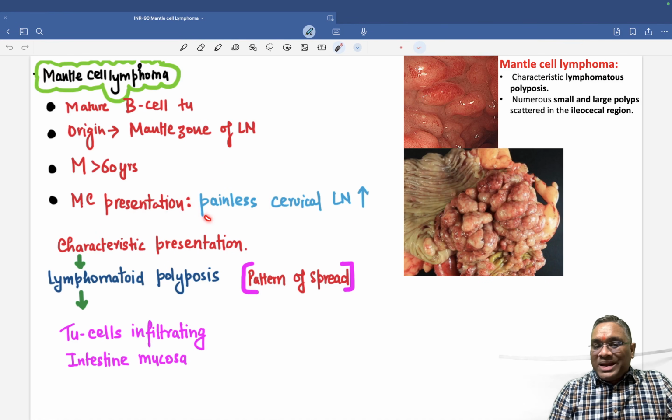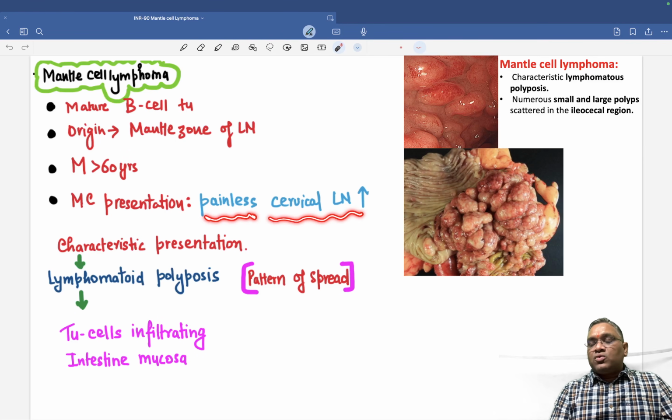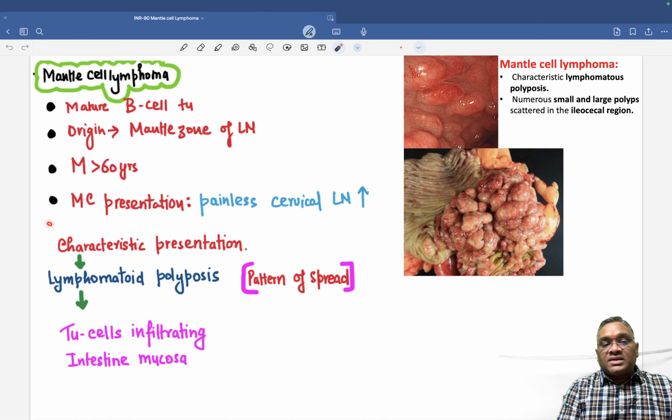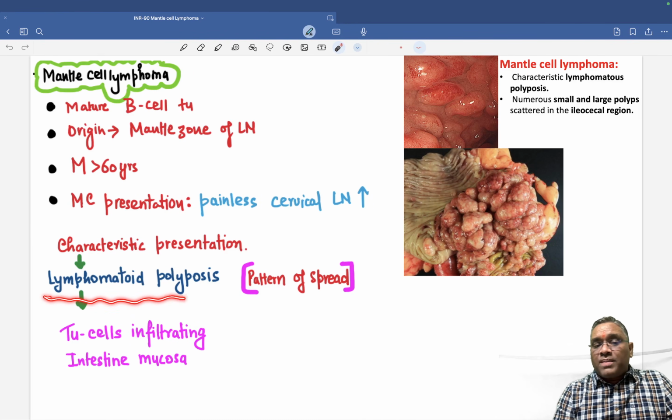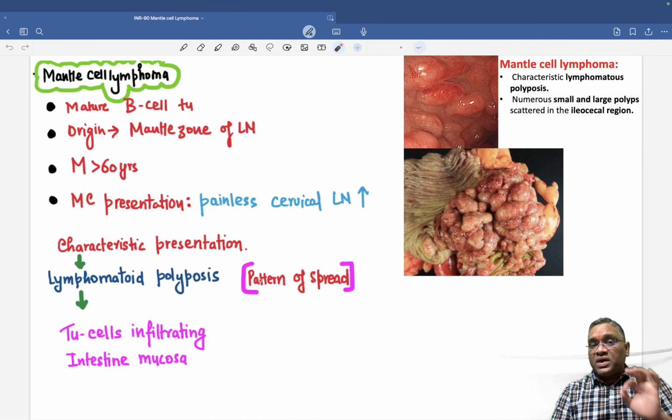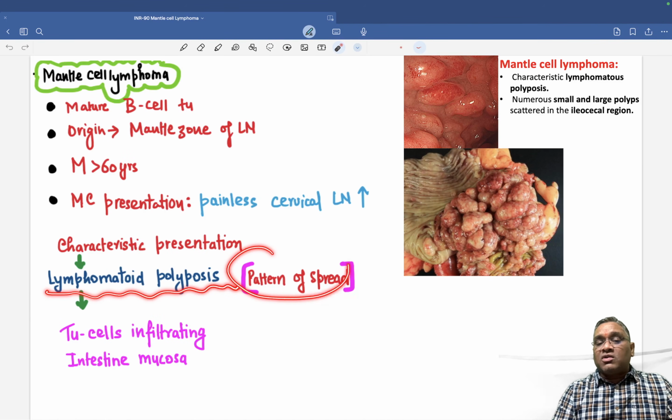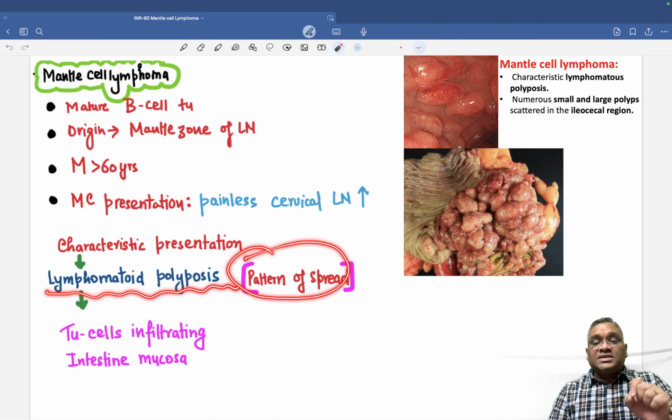Painless cervical lymph node enlargement will be the most common presentation, but they have one more thing that is called the characteristic presentation. So what is the characteristic presentation? They will have lymphomatoid polyposis. Remember, this is a very important PYQ. Lymphomatoid polyposis is a pattern of spread seen characteristically in which lymphoma? The answer will be mantle cell lymphoma.